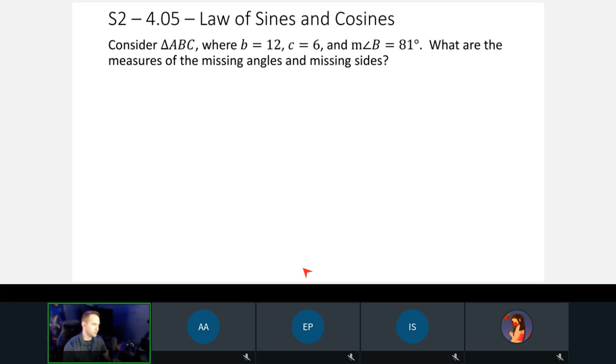Did you draw a picture, Antonio? So remember, when you have a triangle, in this case ABC, the capital letters represent the angles, the lowercase letters represent the side opposite of the angle. That should help.